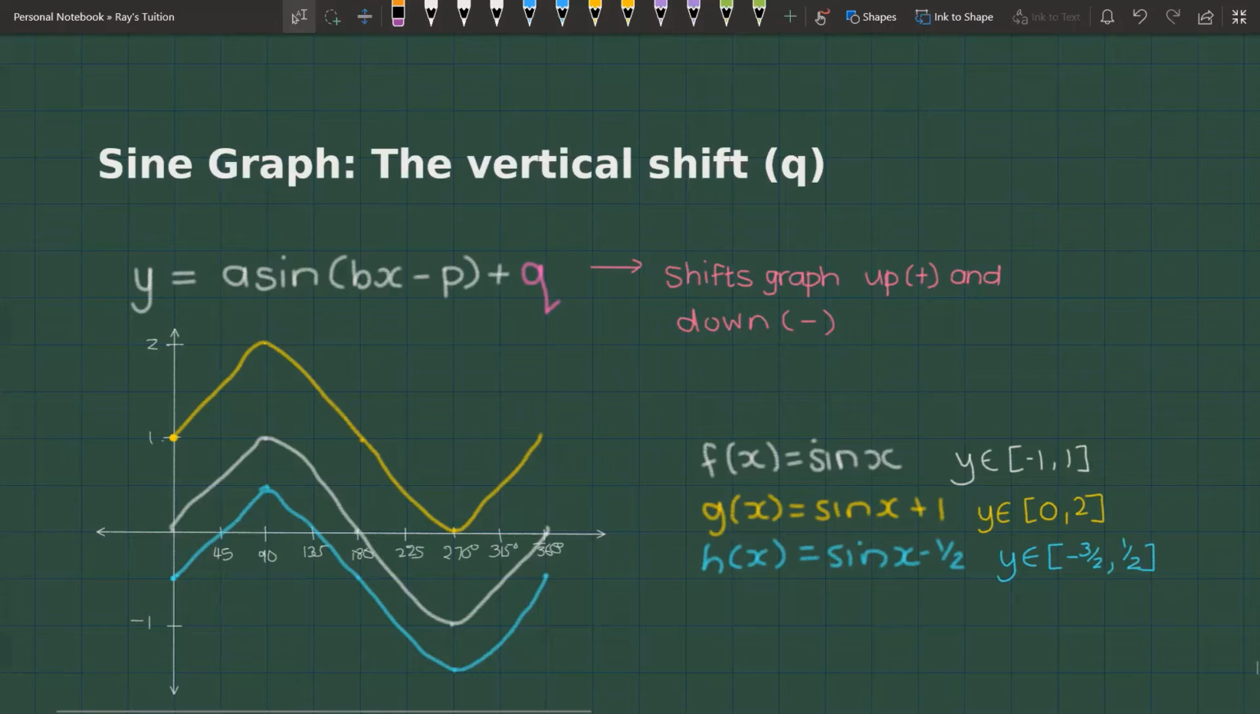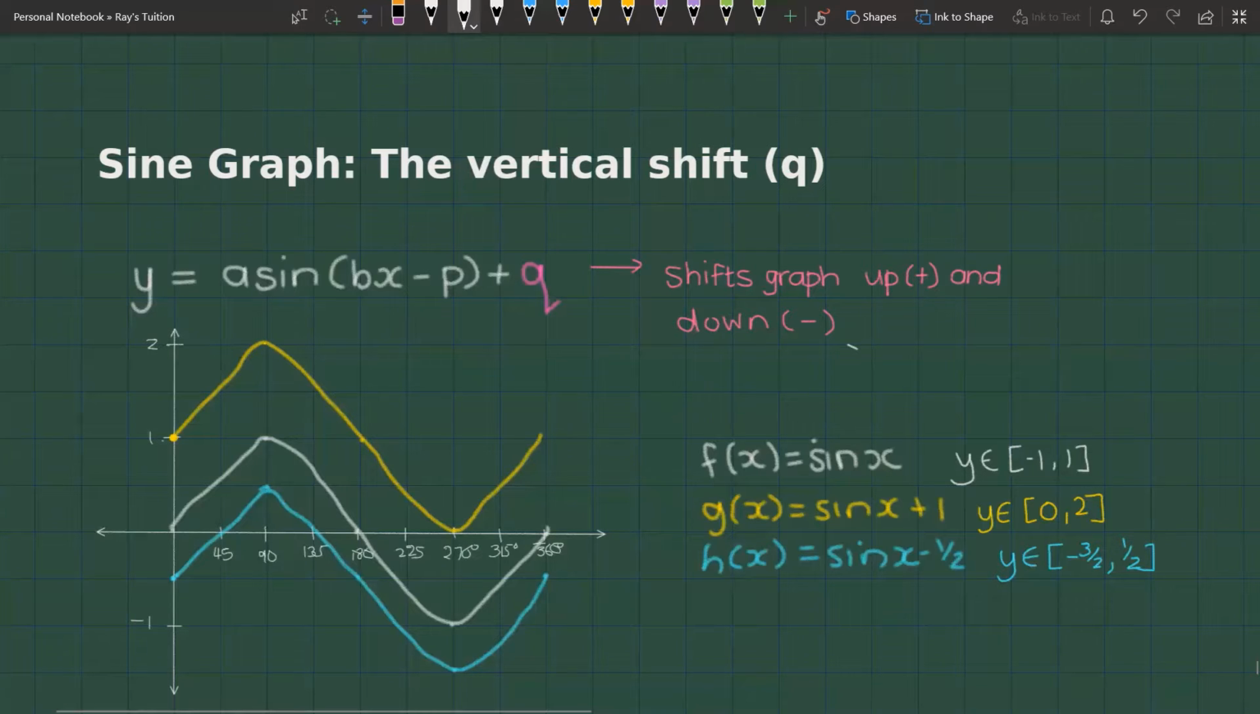In this video, we have a look at the vertical shifts, so the up and down shifts. A reminder, the equation of a sine graph is y is equal to a sine b(x minus p) plus q, and we're having a look at what each of the parameters do. In this video, we're having a look at the q value. So the q value shifts the graph up and down. A positive value shifts the graph up and a negative value shifts the graph down.